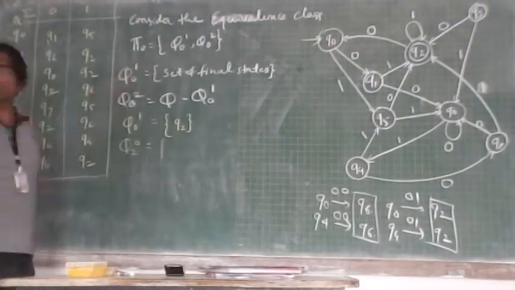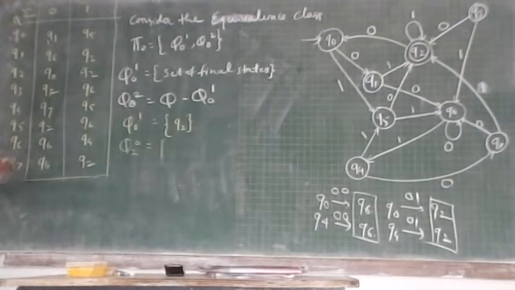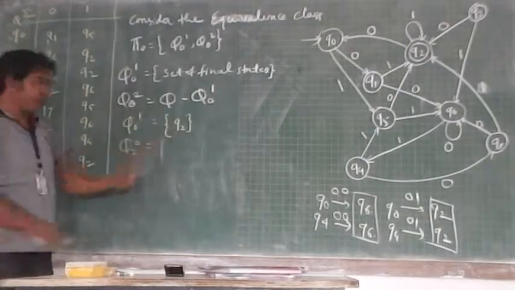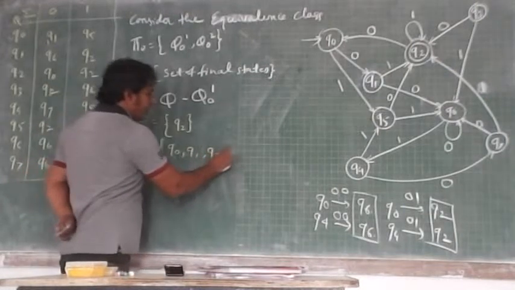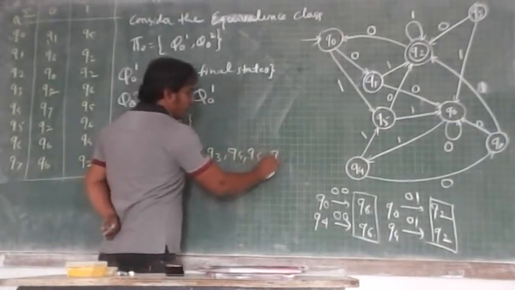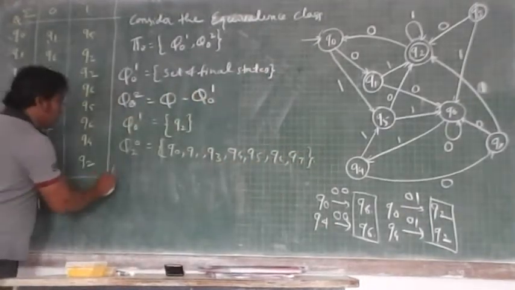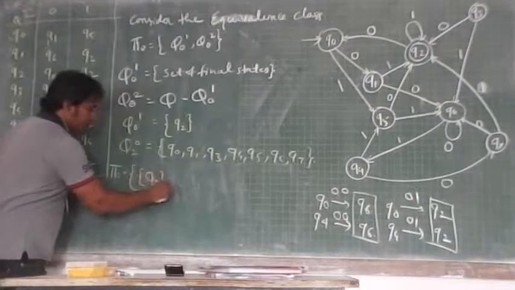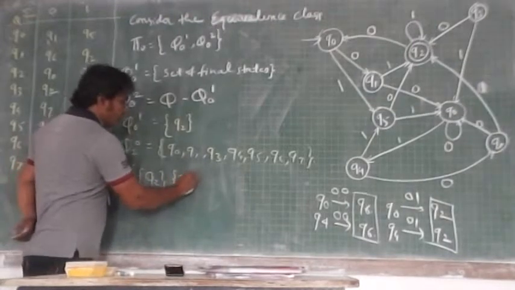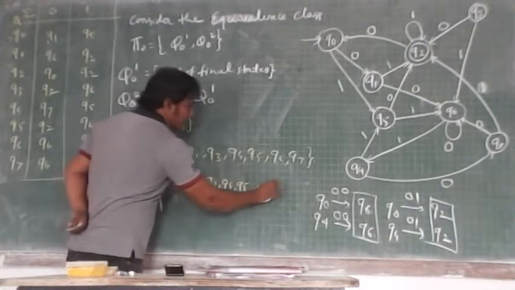So now what is Q02? Q means all the states. How many states are there? From Q0 to Q7. This is the set Q, and subtract Q2 from that. What do you get? Q0, Q1, Q3, Q4, Q5, Q6, Q7. Now phi 0 becomes {Q2}, {Q0, Q1, Q3, Q4, Q5, Q6, Q7}.